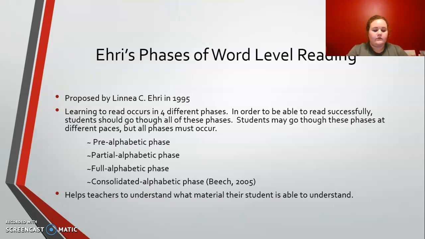Partial alphabetic, they're able to recognize that letters have a corresponding sound, and they understand some of those, they know some of those, but they don't know how to put them all together yet. Full alphabetic, they know all of the sounds associated with the letters, they're able to put them together to create words, and they begin building their sight word vocabulary. And then consolidated alphabetic, they start recognizing letter combinations such as ing, ck, sh, things like that, and those different sounds, and then they continue to build their sight word vocabulary.